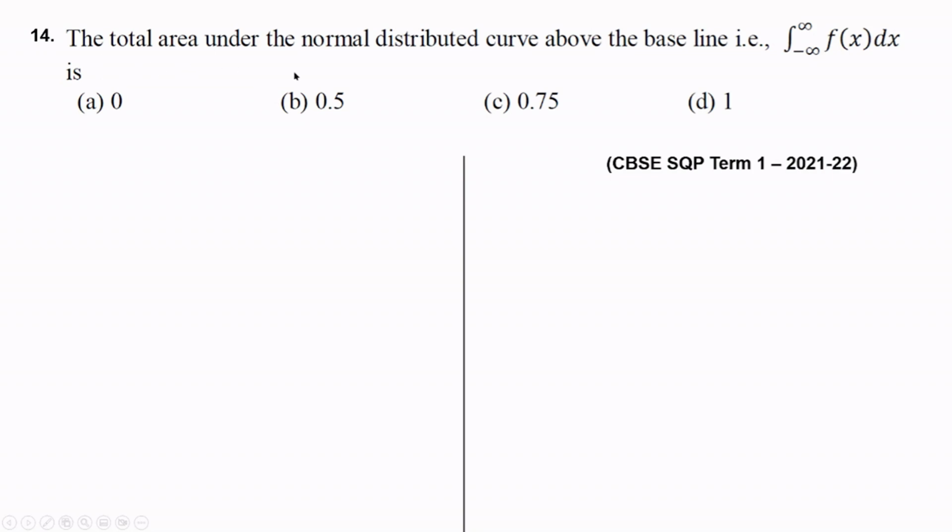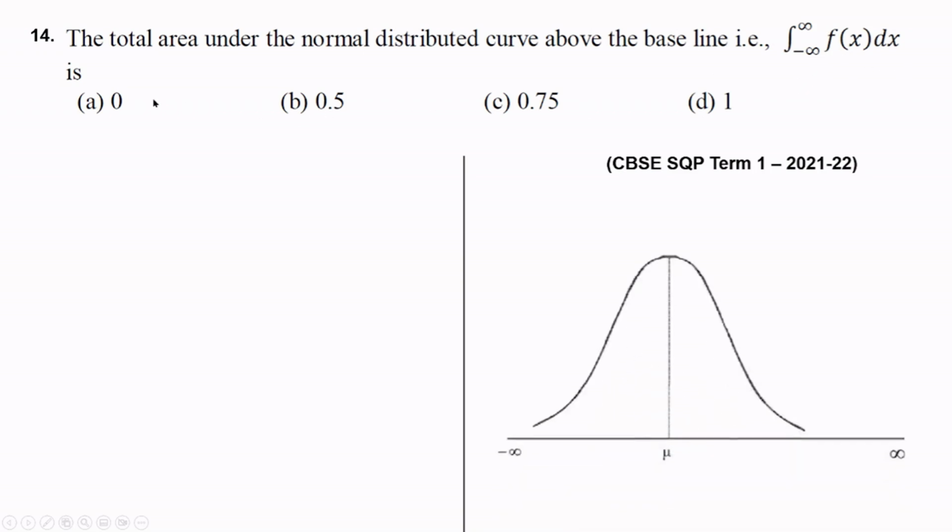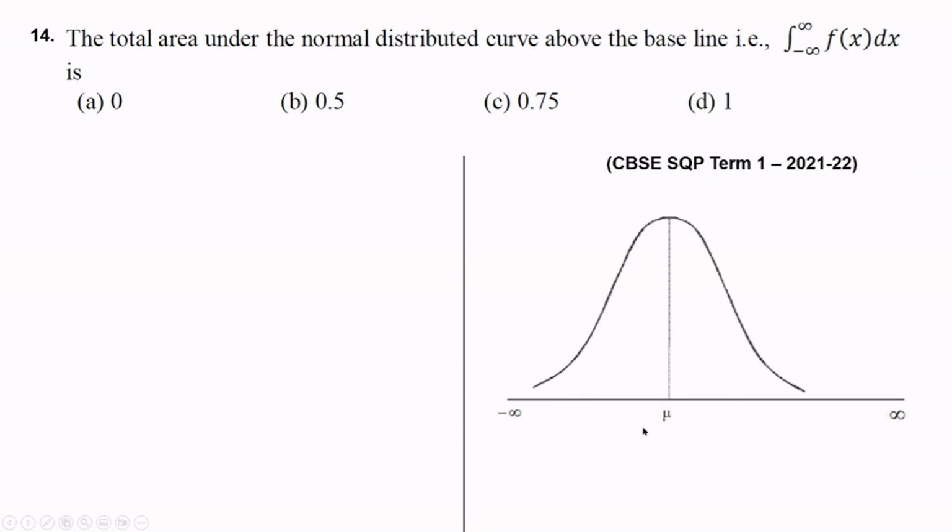Next question, the total area under the normal distributed curve above the baseline, that is integral from minus infinity to infinity of f of x dx, is. So here this is the normal distribution curve. So this entire area is equal to 1. So the correct option is option D, which is 1.